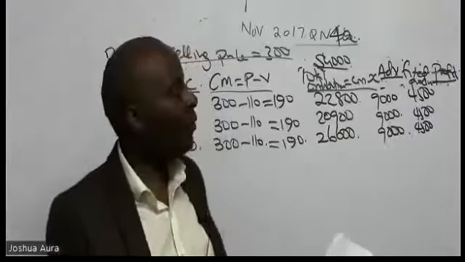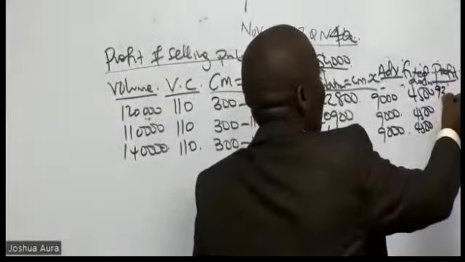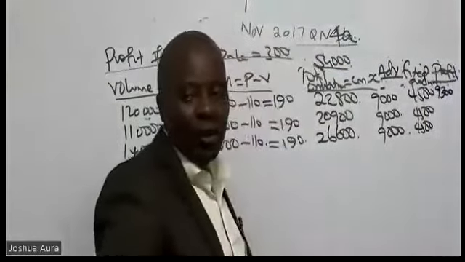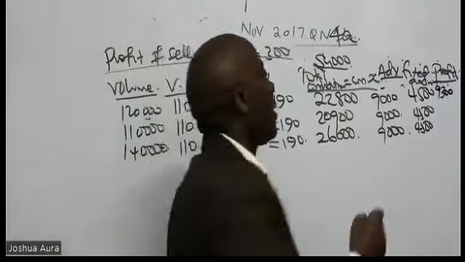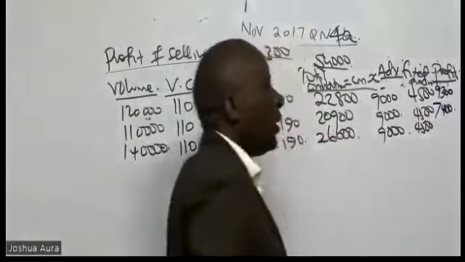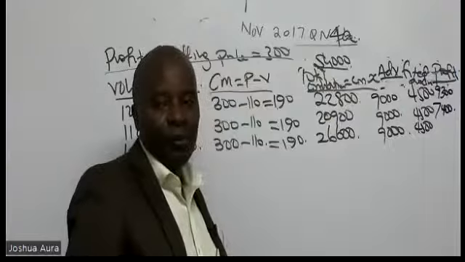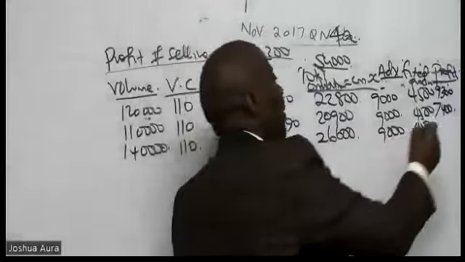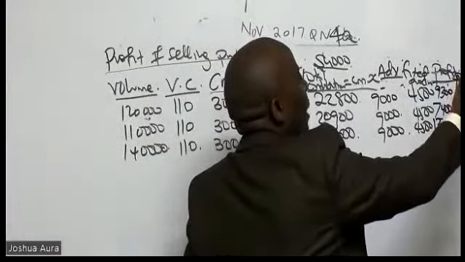Sharon gives me the first figure, 9,300. Thank you very much, Sharon. That is the first figure. How about the second figure? 7,400. The second figure is 7,400. How about the third figure? 13,300. 13,300.